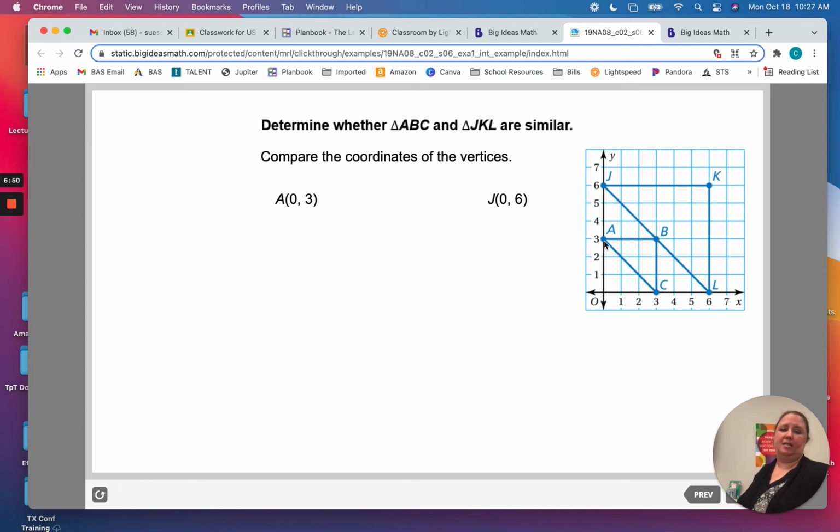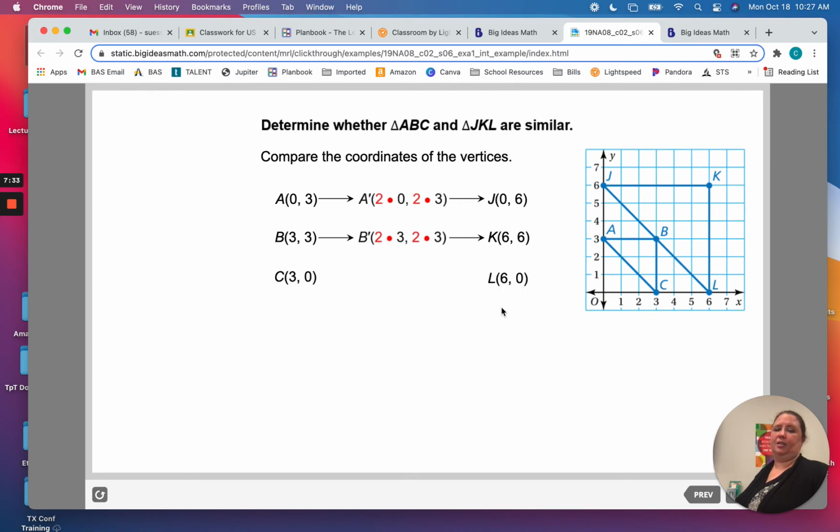We have A is at 0, 3, J is at 0, 6. What happened from 0, 3 to 0, 6? Elena? It was multiplied by 2, because 0 times 2 is still 0. 2 times 3 is 6. Now let's see if the same thing happens for the other coordinates. So B is at 3, 3, and it moves to K at 6, 6. What type of math happened? Elena? Multiplication. Yeah, but what do we multiply by? 2. So far are we the same? Yes.